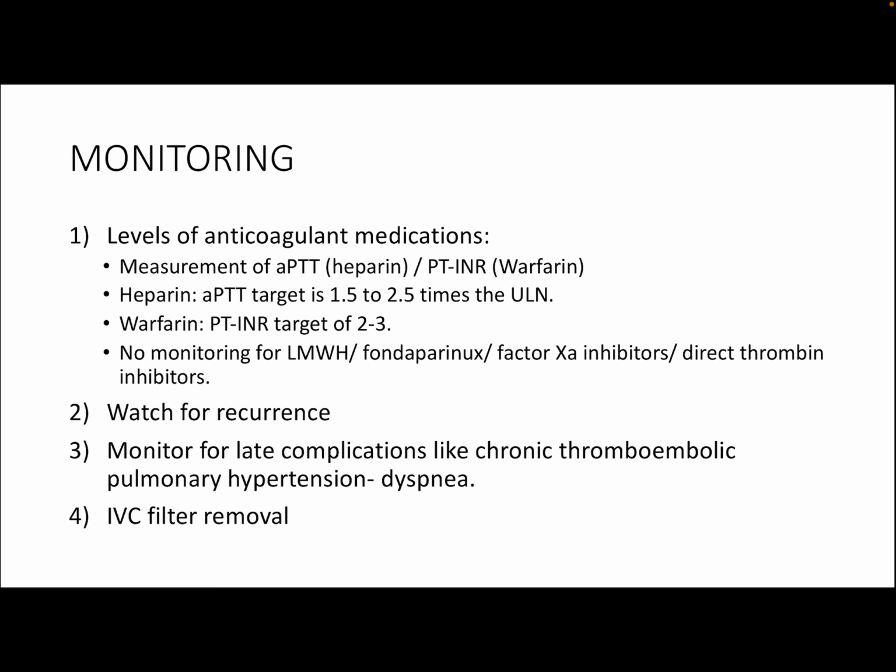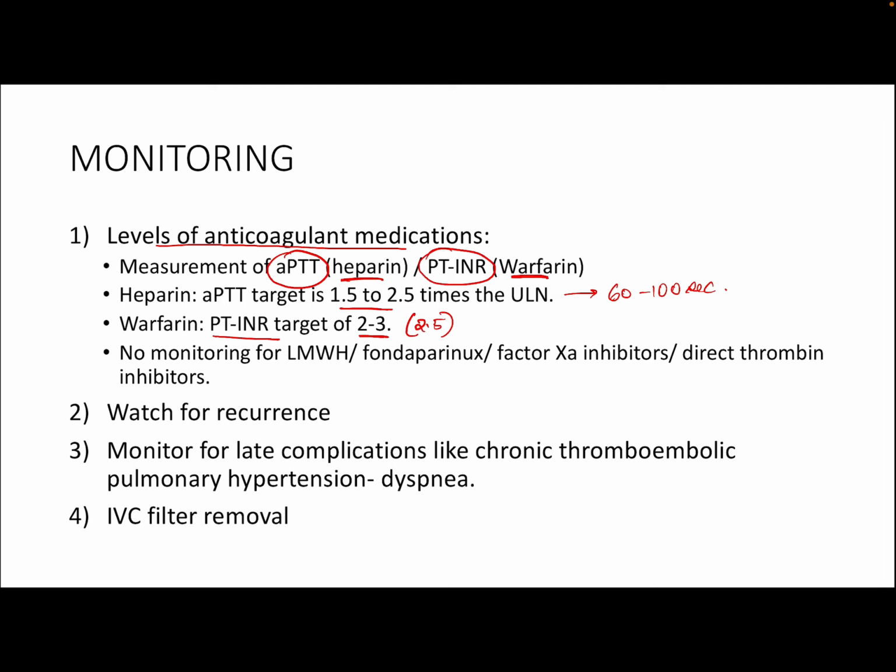Now coming to monitoring, because we are starting a patient on anticoagulants, monitoring is very, very important. So you have to keep checking the levels of anticoagulant medications to make sure they are within range. So this is done by measuring APTT in case of heparin or PT-INR in case of warfarin. For heparin, our APTT target is 1.5 to 2.5 times the upper limit of normal. So this comes to about 60 to 100 seconds. For warfarin, our PT-INR target is 2 to 3, optimally around 2.5 is what we aim for.